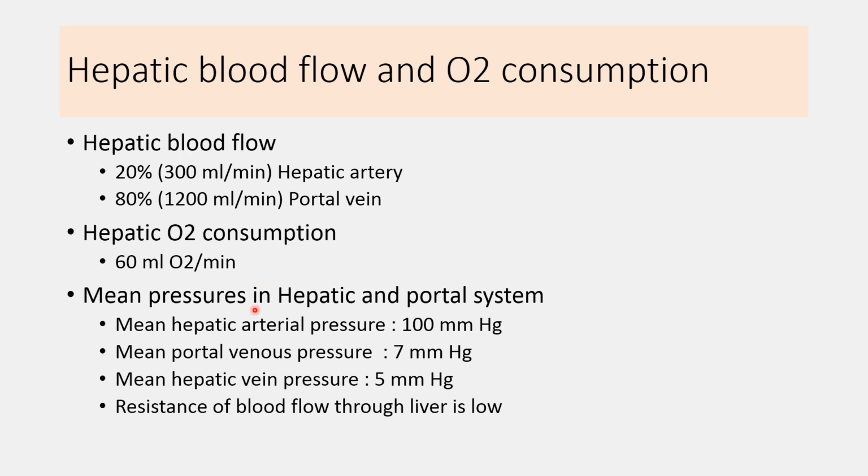Now some mean pressures in the hepatic and portal venous system. Mean hepatic arterial pressure is 100 mmHg. Mean portal venous pressure is 7 mmHg and mean hepatic venous pressure is 5 mmHg. So we can say the resistance to blood flow through the liver is low.